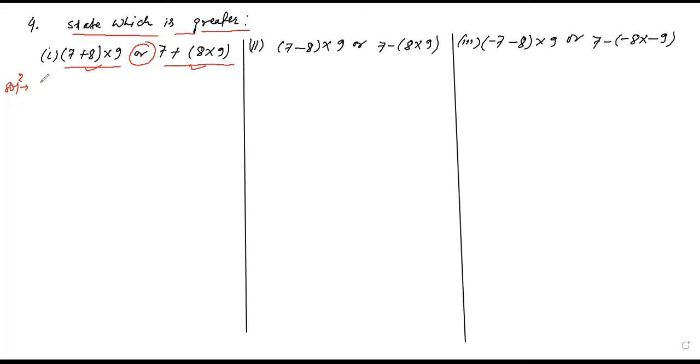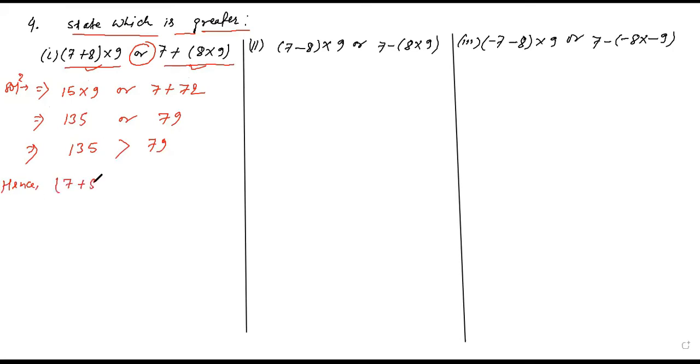So here we can write 7 plus 8, 15 into 9, or 7 plus 8, 9 times 8 is 72. Now 15 times 9 is 135, or 7 times 9. So which one is greater? 135. Hence we can write, this is the value of this side sum, so this will be greater than 7 plus 8. Okay, this is the answer.